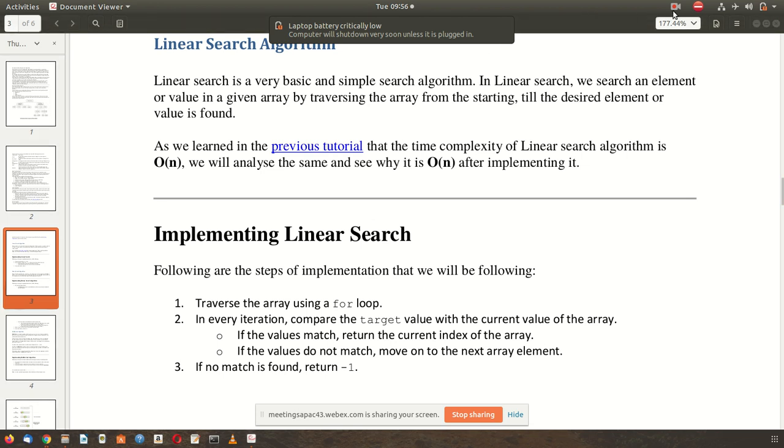So my battery is low. I don't have charge. I think if the charge comes, I will inform you. Is it okay?